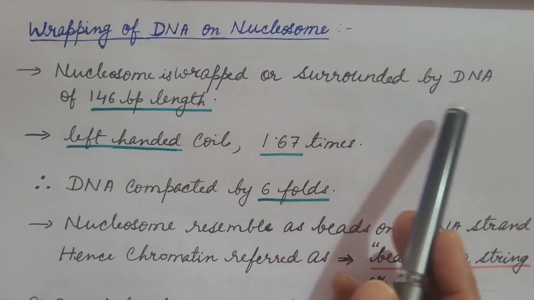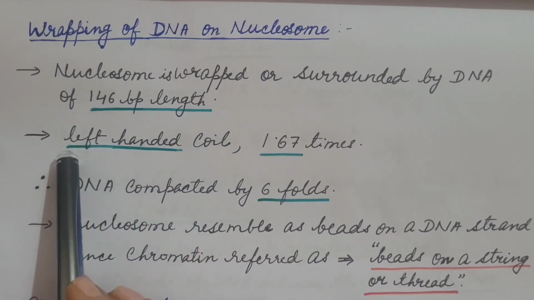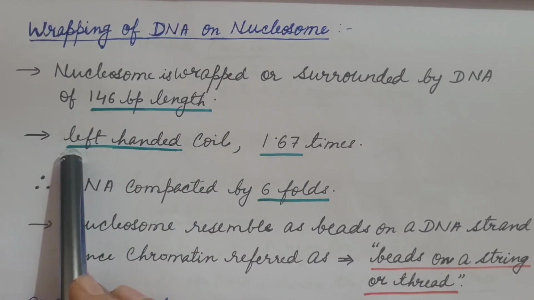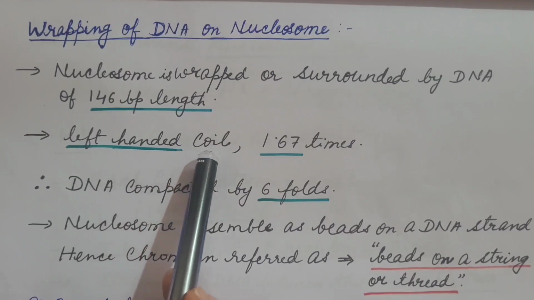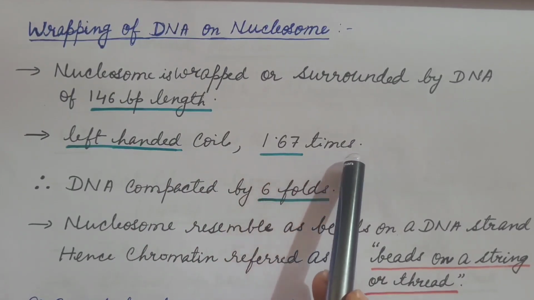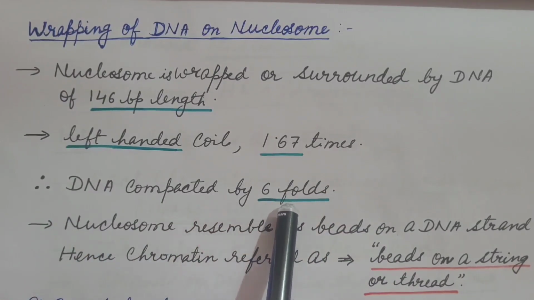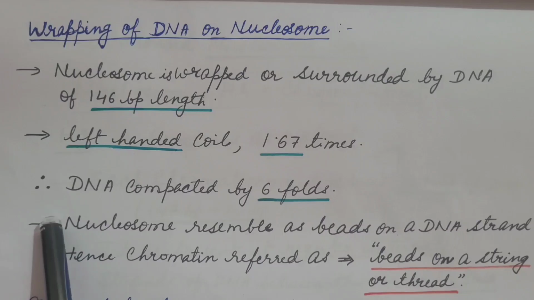Nucleosome is wrapped or surrounded by DNA of 146 base pair length. This coiling of DNA around nucleosome is a left-handed coil and it wraps the nucleosome 1.67 times. Therefore, DNA is compacted by 6 folds and nucleosomes resemble beads on a DNA strand. Hence, chromatin at this level is referred to as beads on a string or thread.